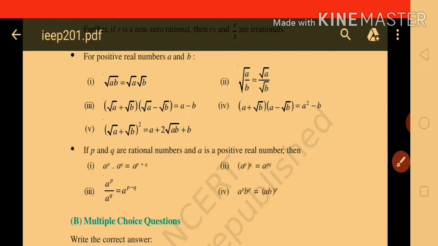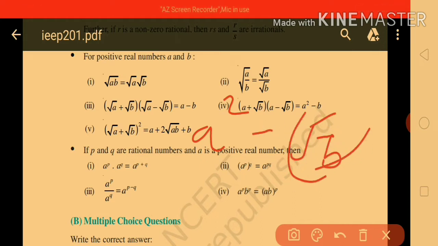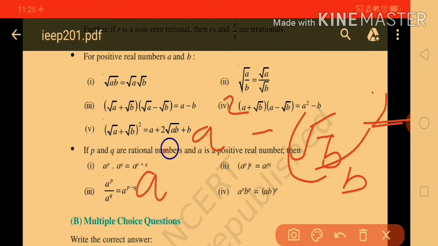Now in this, a plus root b, a minus root b we have given here, a plus b into a minus b. So a into a is a square, minus root b square, you know that this is b. So you can write a square minus b, right?